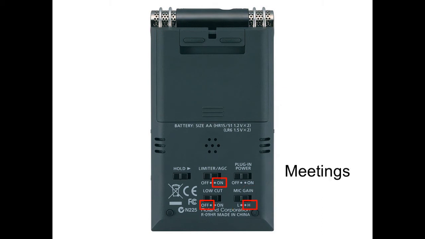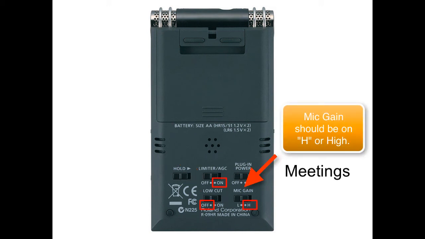Next, for meetings, you probably want to have the limiter AGC turned on to level out the voice volume of all the people in the meeting. And if the recording's indoors, the low cut can be turned off. And in most meeting settings with more than 2 or 3 people, the mic gain should be turned on in order to pick up everyone's voices.